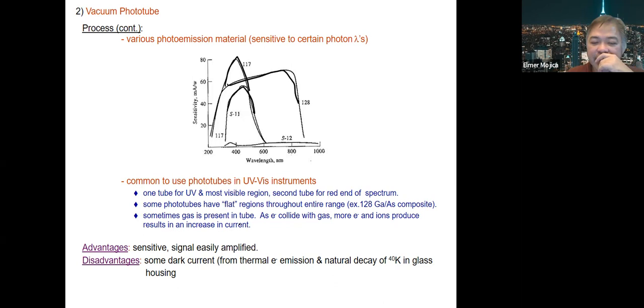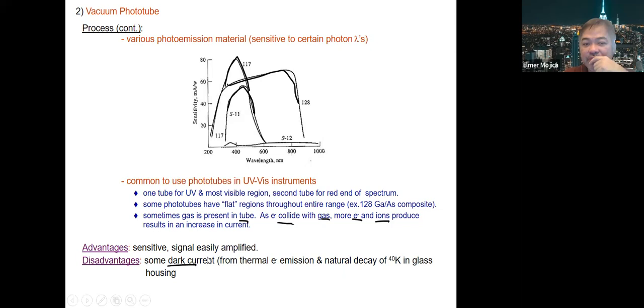Sometimes gas is present in the tube, and as electrons collide with the gas, more electrons and ions are produced, resulting in an increase in current. It is sensitive and the signal is easily amplified. The disadvantage is you might have some dark current there because of the thermal electrons.